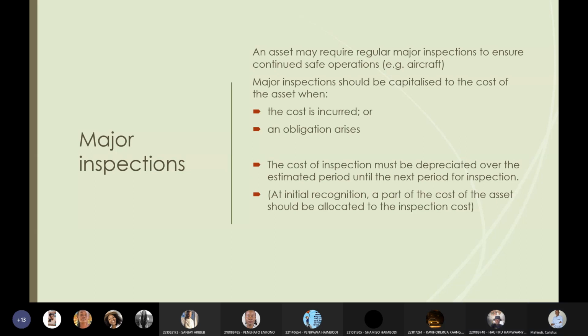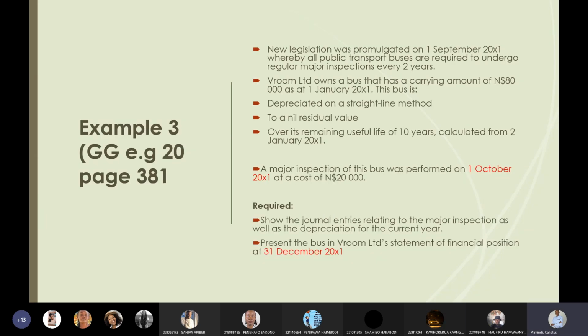All right. So let us look at an example, example 3, Gripping GAAP. That's on page, and Gripping GAAP, it's called example 20, and it's on page 381. I hope you all have a textbook by now, because it's very important that you do have a textbook. All the exercises I'm referring to are from the textbook.